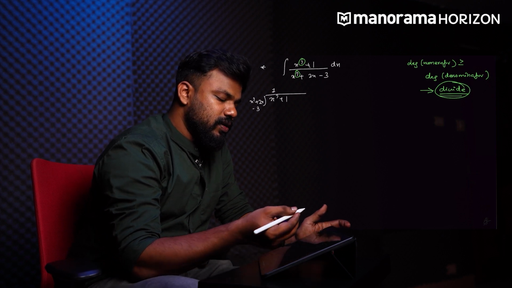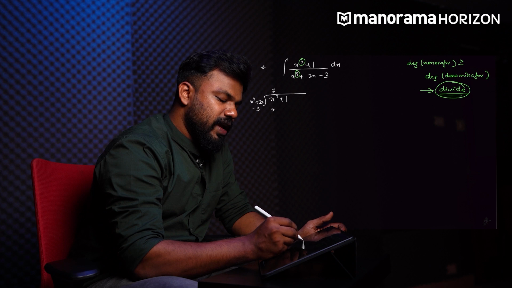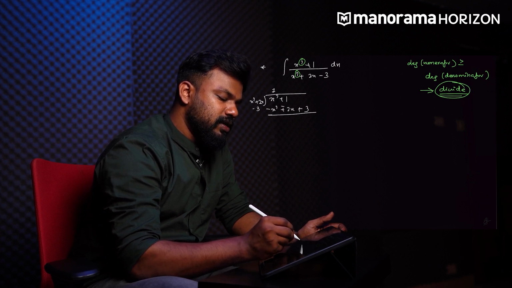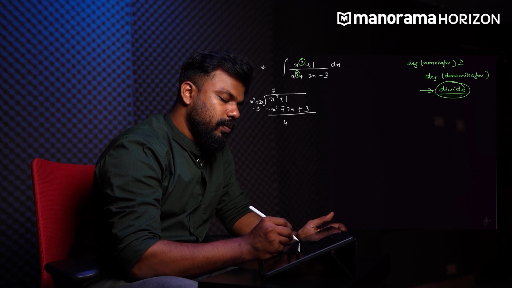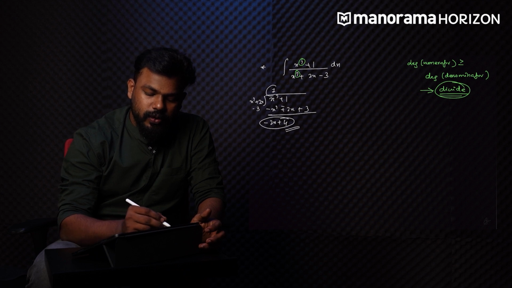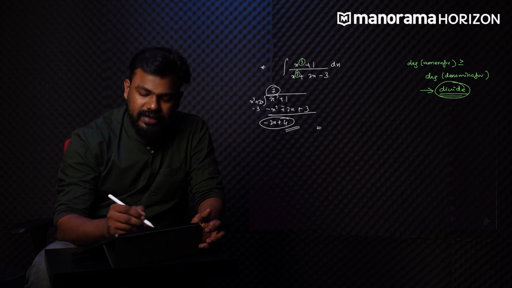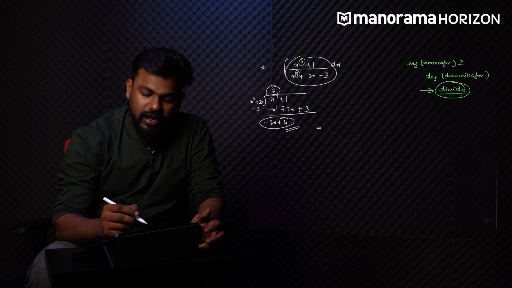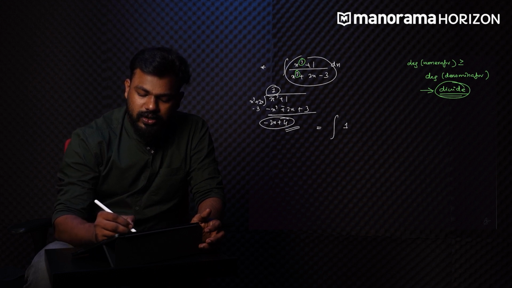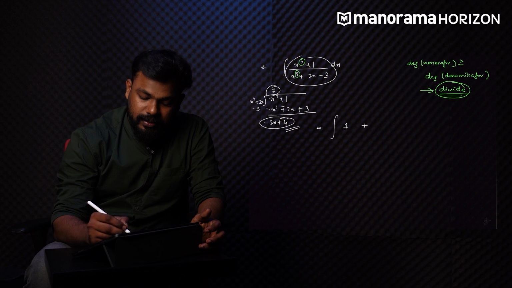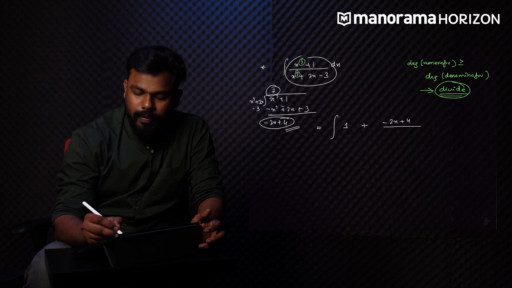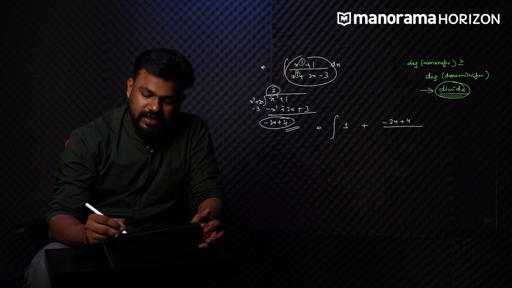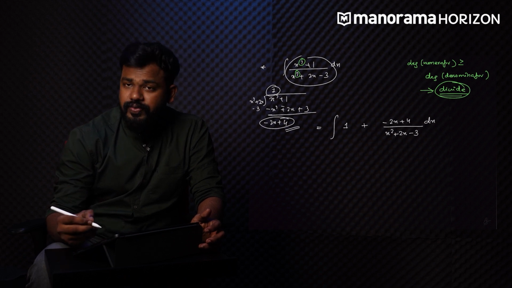Because x square when it gets divided is 1. So you have x square plus 2x minus 3 here, and then you put all this minus, you get 4 minus 2x, or minus 2x plus 4. So that is the remainder that you get, and quotient is 1. So now you can write this function as 1, that is quotient, plus the remainder, that is minus 2x plus 4, by the divisor, that is x square plus 2x minus 3 dx. So you can write it in this way.